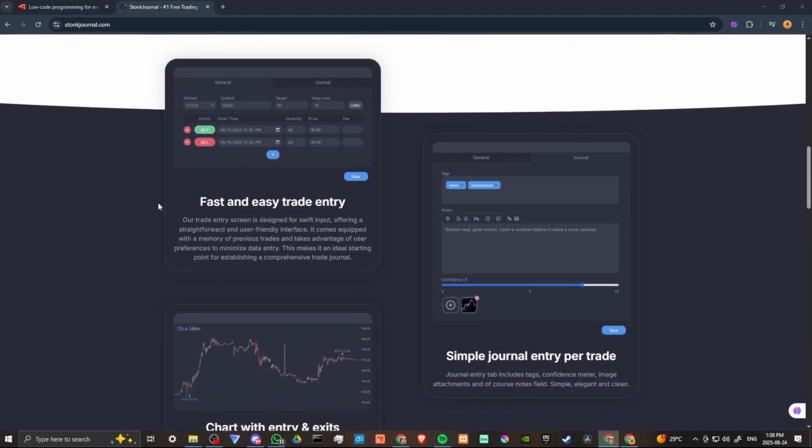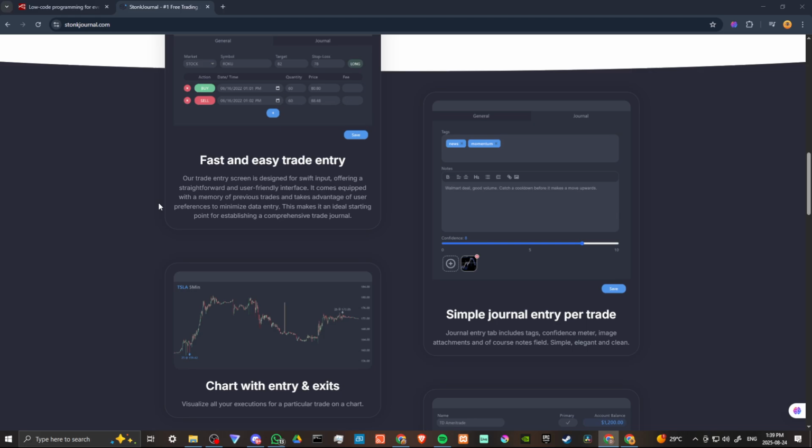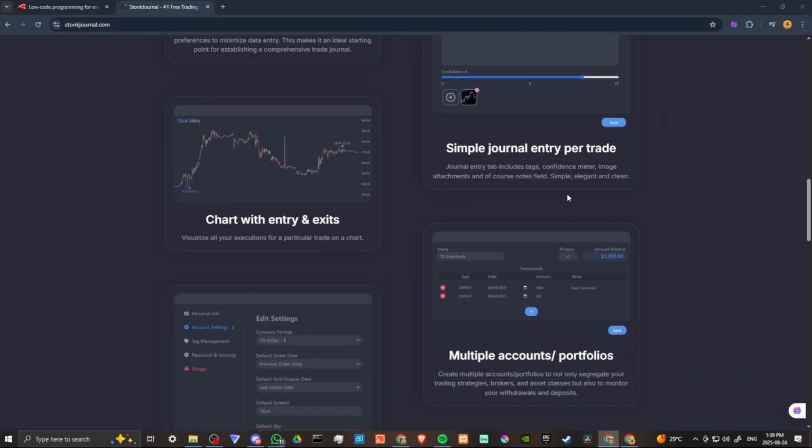Fast and easy trade entry. Our trade entry screen is designed for swift input, offering a straightforward and user-friendly interface. It comes equipped with a memory of previous trades and takes advantage of user preferences to minimize data entry. This makes it an ideal starting point for establishing a comprehensive trade journal.